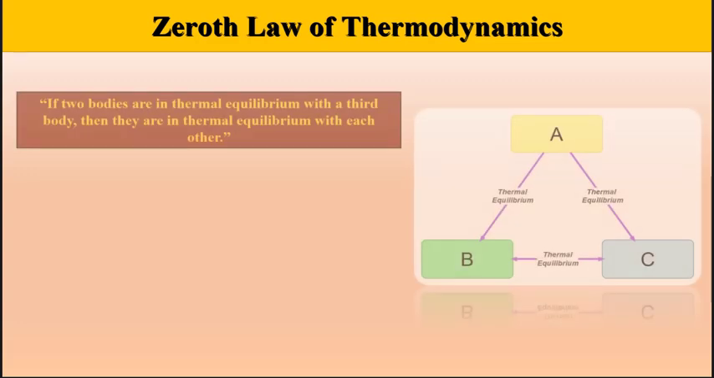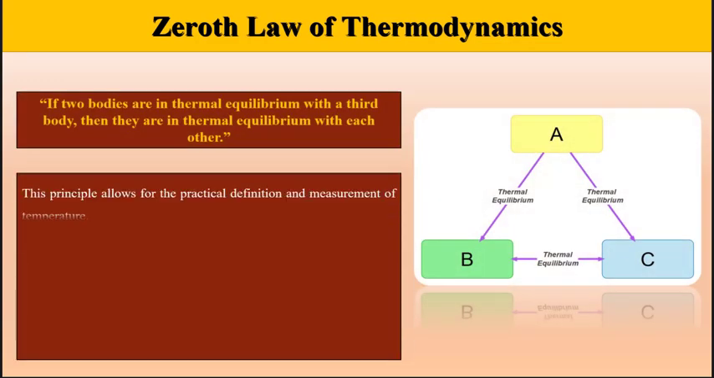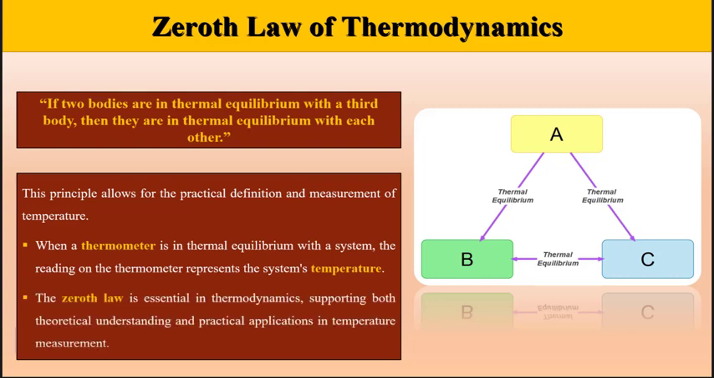The zeroth law of thermodynamics states that if two bodies or systems are in thermal equilibrium with a third body, then they are in thermal equilibrium with each other. For example, consider here in this image three systems A, B, and C. If A and B are each in thermal equilibrium with C, the zeroth law asserts that A and B are also in thermal equilibrium with each other.